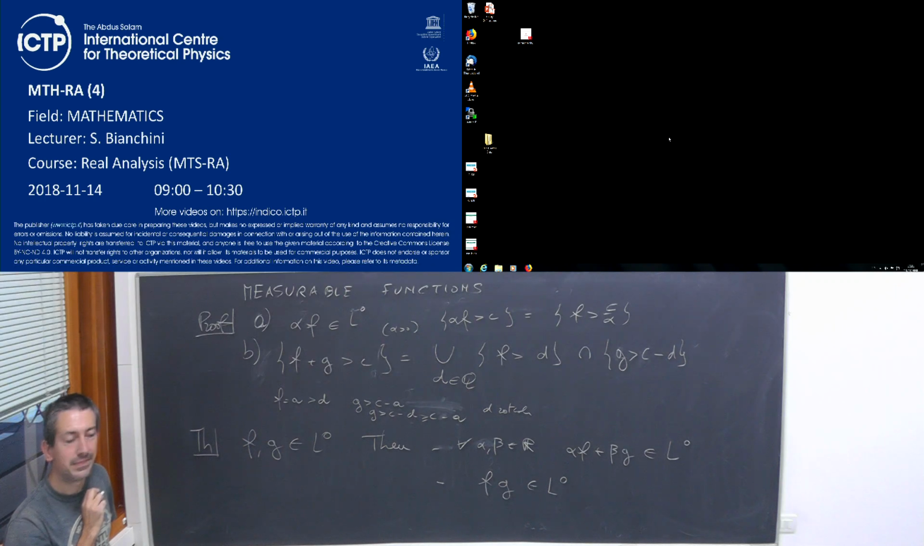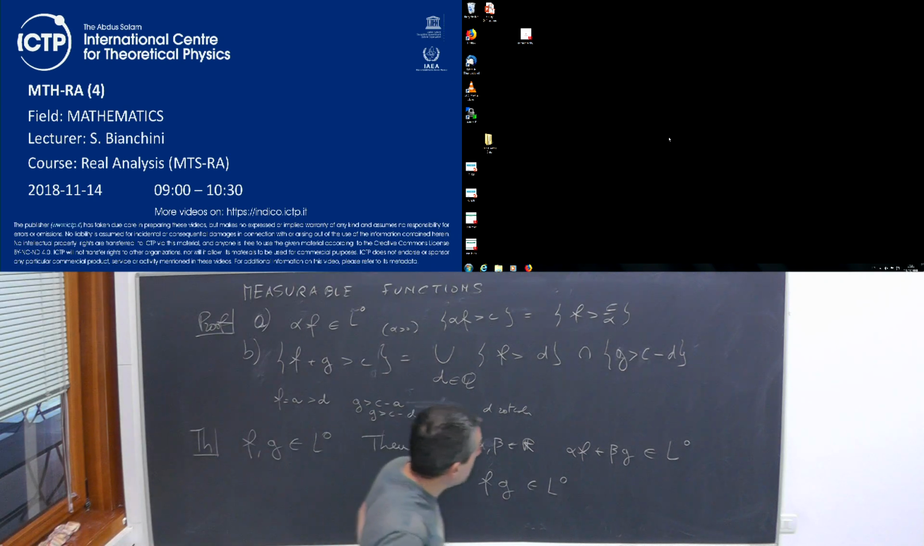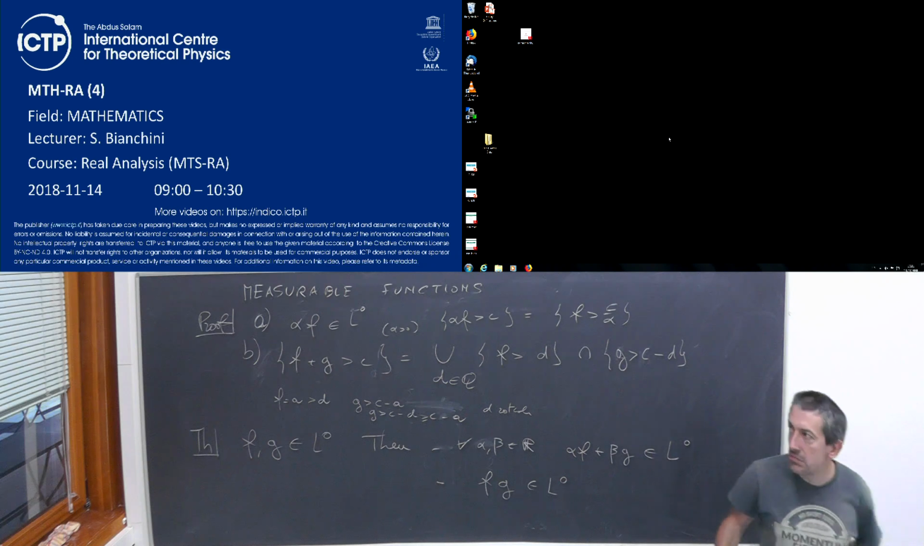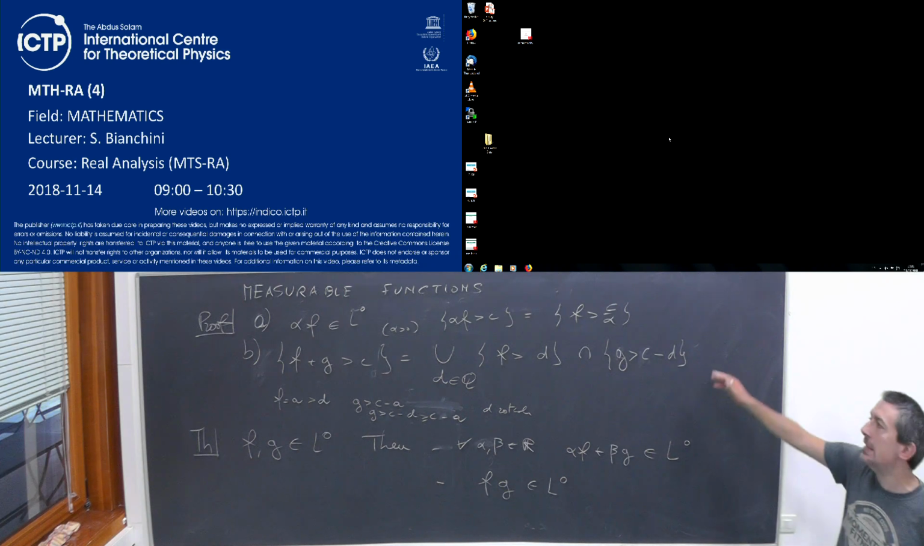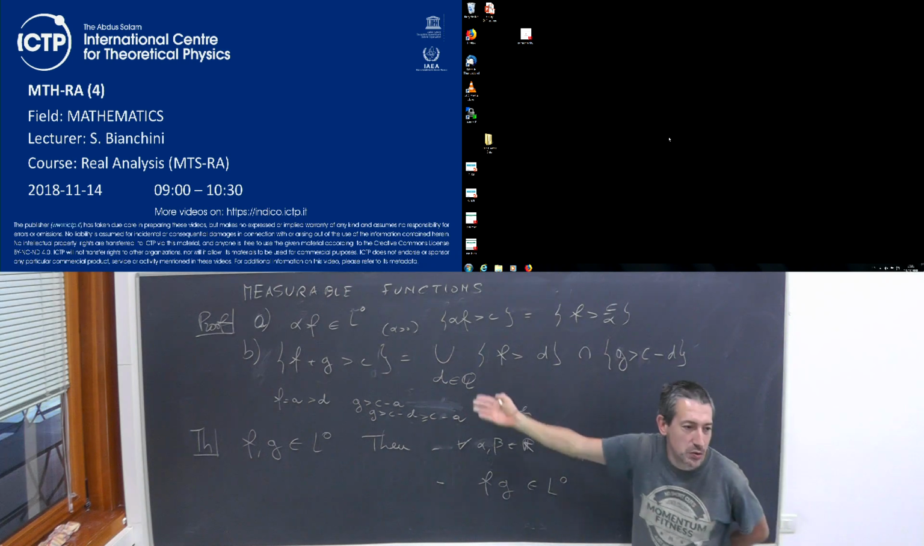Can we make a similar argument by saying if f plus g is greater than c, then at least one of them is greater than c over 2? Therefore, we can assume f is greater than c over 2. We can take a rational number between the value of f and c over 2, and that's d. And if it's the other way around, we just change. Yes, then it is the union of two, splitting Q into two parts.